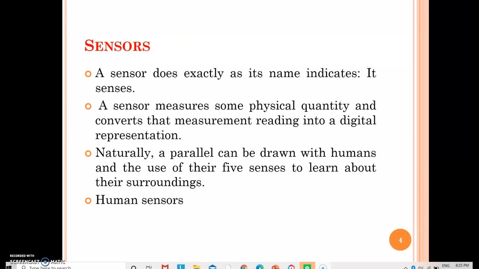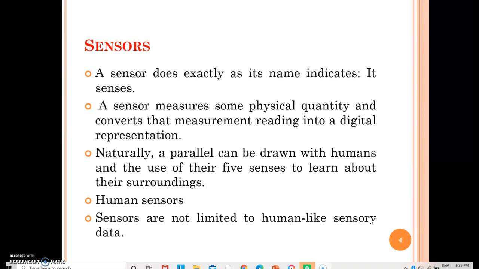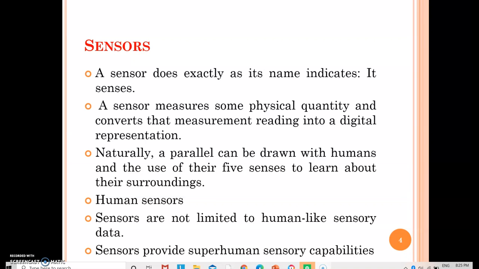So the brain is the ultimate decision maker, and it often uses several sources of sensory input to validate an event, compensate for incomplete information. So sensors are not limited to human-like sensory data. They can measure anything which is measurable. Sensors provide a superhuman sensory capability which is going to help us to build the data as well as to sense the fruitful information.